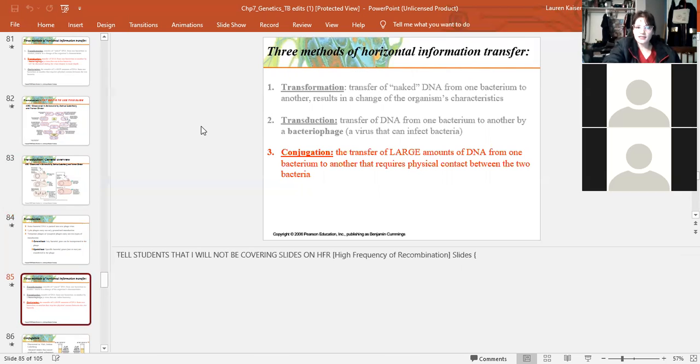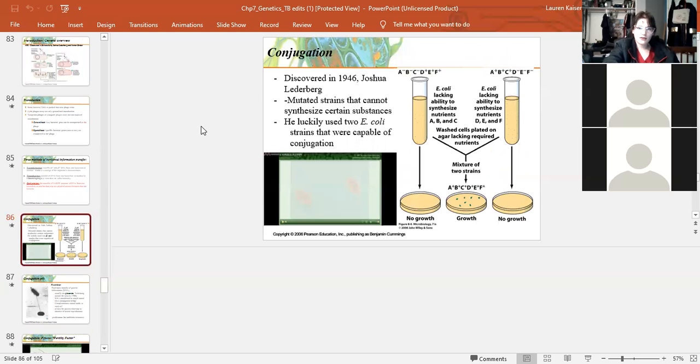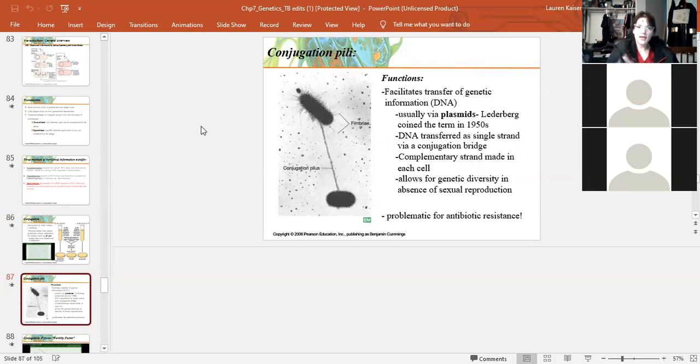Alrighty, so last but not least, conjugation. This is a truckload. Think of a semi of DNA. And this requires that sex pilus. So there are many, many videos that will show you this. This is the main picture. So you guys have to kind of think of which one has the DNA, which one doesn't. The one that has the DNA is gonna go and grab this other cell, and it's like, what's going on?